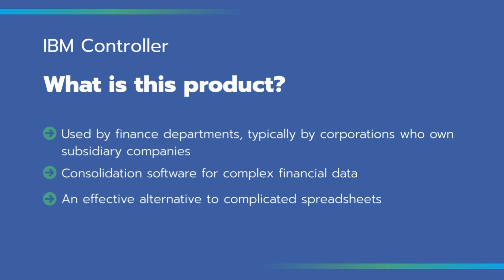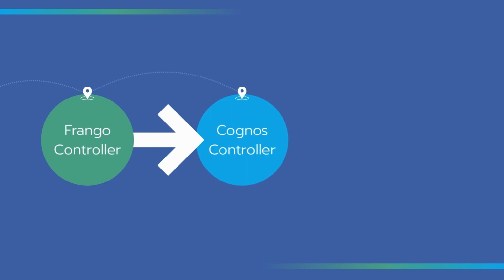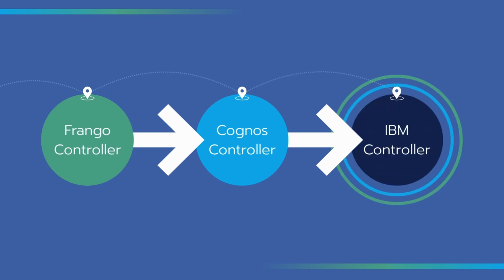This is software called Controller. It was first launched in about 2001 when it was known at the time as Frango Controller. Then Frango was bought by a company called Cognos, so it was called Cognos Controller, and then Cognos was bought by IBM, and eventually it is now known as IBM Controller. But you will hear it referred to as Cognos, but I will always refer to it as Controller.